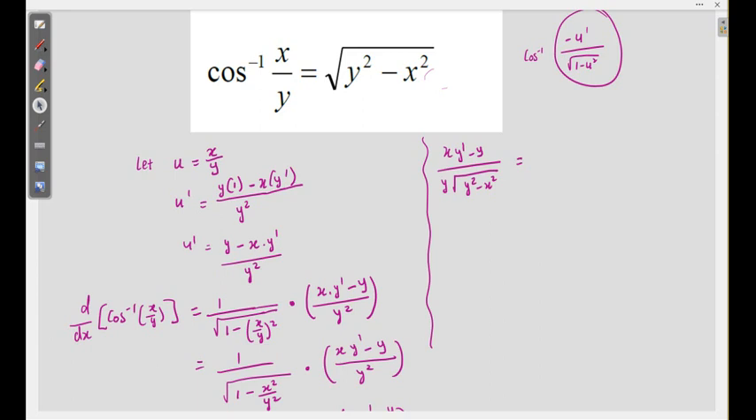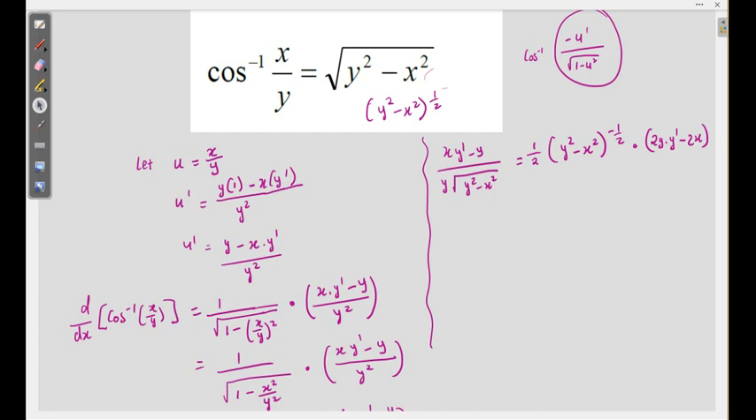Then this one we derive it. When we derive that one, remember here we can write it as y squared minus x squared to the power of half. So we will have half into y squared minus x squared to the power of negative half multiplied by the derivative of what is inside, which will be 2y times y prime, minus 2x.